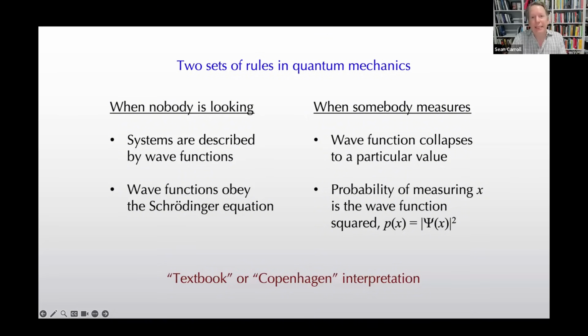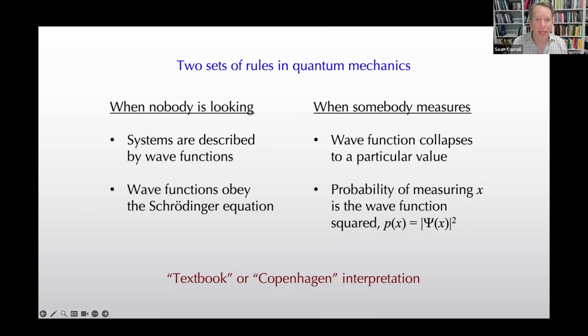But still, it's a thing. It's a state. It's a mathematical object. And then we have an equation that tells you how that mathematical object evolves over time. It's the Schrodinger equation. If that was all there were to quantum mechanics, you would think that it wouldn't be that revolutionary.